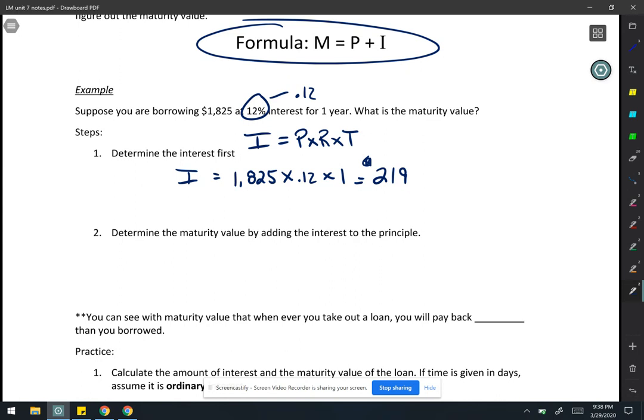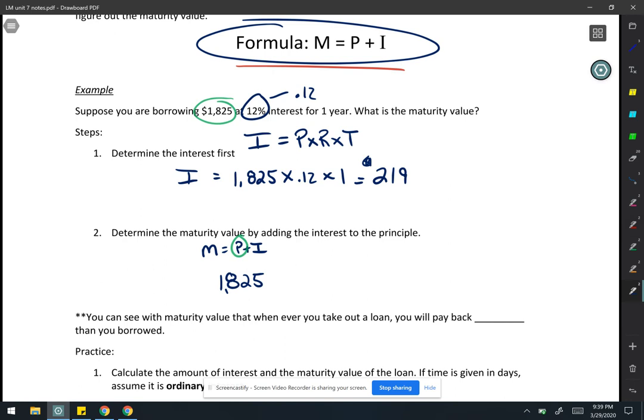Now, in order to find the maturity value, we're going to go back and look at our formula at the top. Okay, so our formula again up here at the top, M equals P plus I. Well, what is our P? Our P is our original amount. We go back to the question, what is the original amount we're borrowing? We're borrowing 1,825. So 1,825 is our P.